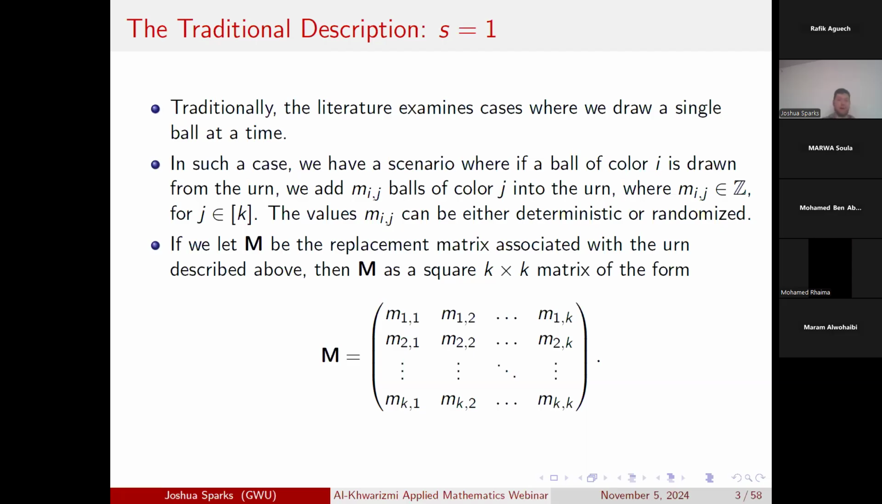So in this case, it's a square matrix. When we get beyond draws of one ball at a time, then we're going to get something that becomes the replacement criteria. The replacement matrix is going to be rectangular in nature. So when I draw two balls, one ball of color one and one ball of color two, then we get something else. The replacement matrix becomes a little bit different. So I'll show that in just a second. Okay.